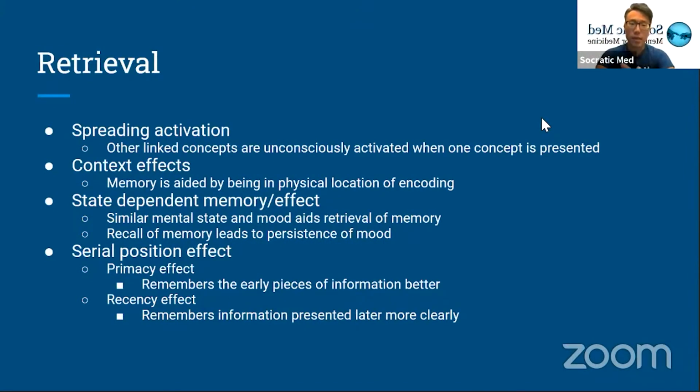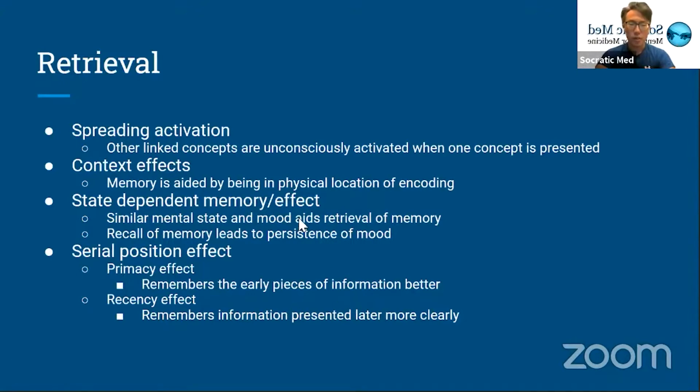And state-dependent memory is when a similar mood or mental state helps aid your retrieval of memory. If you're trying to remember something sad, it would be a lot easier for you to remember it if you're currently sad. If you were sad, it would help you remember other memories that you had when you were feeling a similar sadness in the past. But this also causes a persistence of mood. If you're sad and you're remembering sad memories, you'd be even sadder because of the memories it's bringing up.